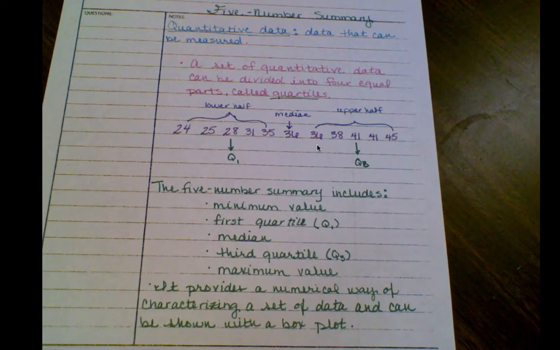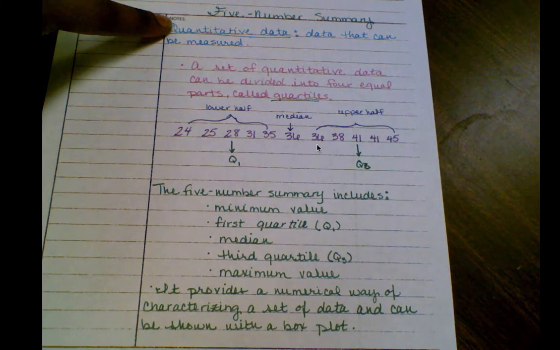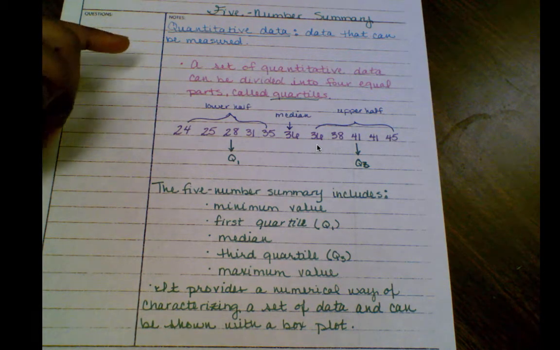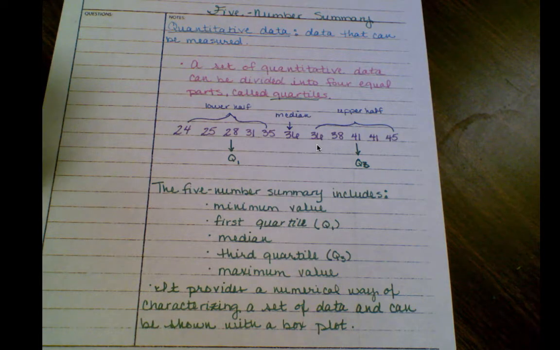Another way to describe your set of data is called the 5-number summary. Now, we're talking about quantitative data. Quantitative, think quantity, number. So it's data that's made up of numbers, and it could be measured in different ways. Now, first of all, a set of quantitative data can be divided into 4 equal parts called quartiles. The word quartiles, it's got the root word quar, think quarters, 4 quarters make up a dollar. So there are 4 quartiles that make up our set of data.